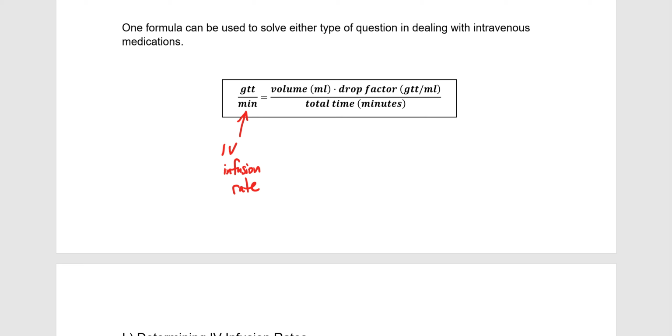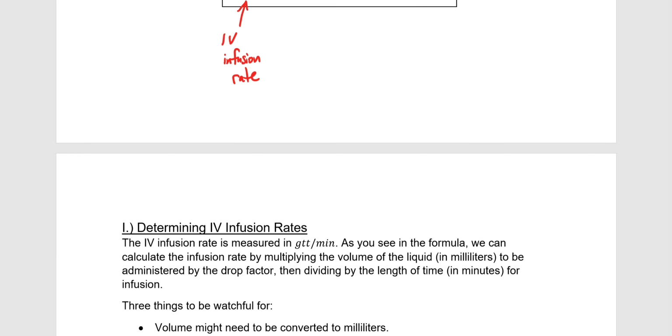So notice that on the right side of this equation, if we multiplied the numerator, it'd be milliliter times drops per milliliter. So milliliters would cancel. We'd be left with drops per minute, which equals the units for the infusion rate on the left. So just kind of a verification that the units end up working out. Okay, so I definitely know this little formula. We're going to be coming back to it a lot for the questions in this section.